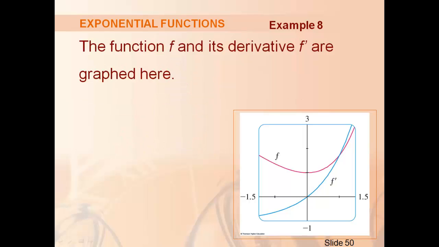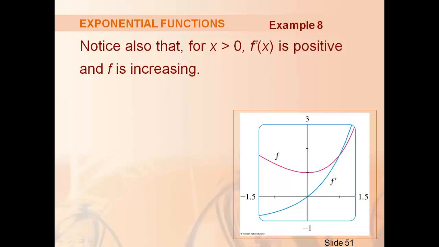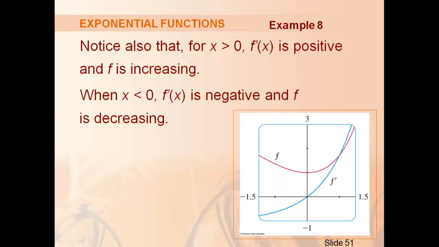And here's what the graphs look like. Here's the function f, and here's its derivative in blue. And notice that f has a horizontal tangent when x equals 0, and that corresponds to the fact that the derivative at 0 is equal to 0. Notice that for x greater than 0, the derivative is positive and f is increasing. And when x is less than 0, the derivative is negative and f is decreasing.